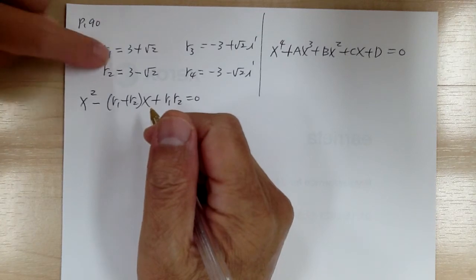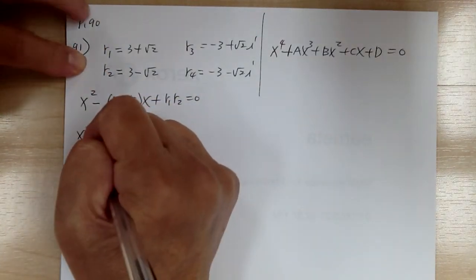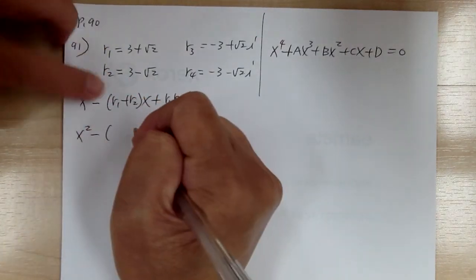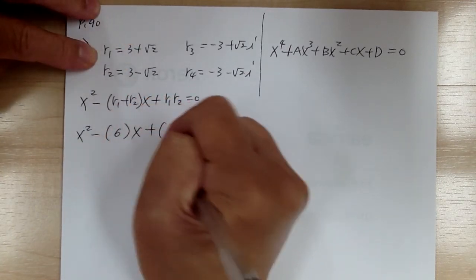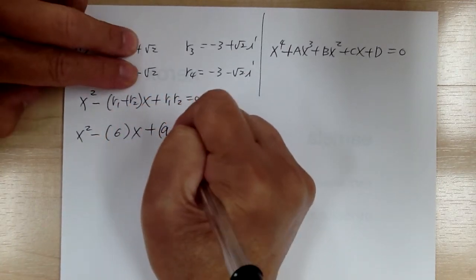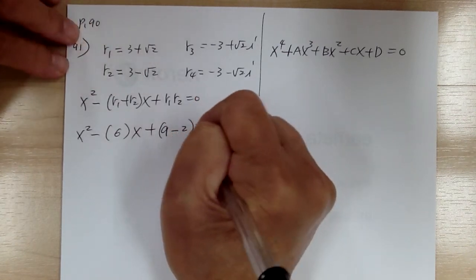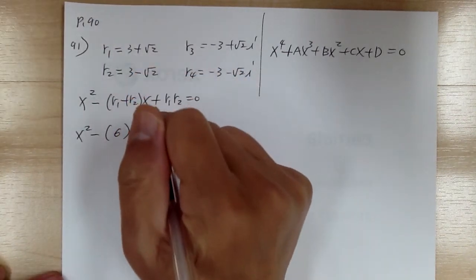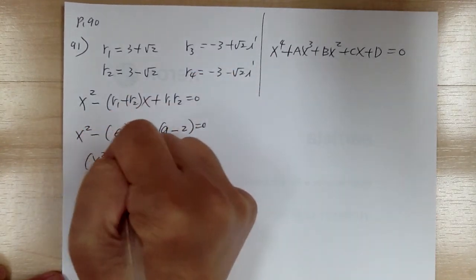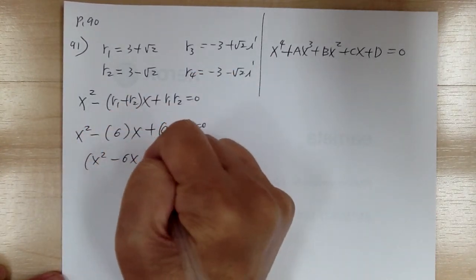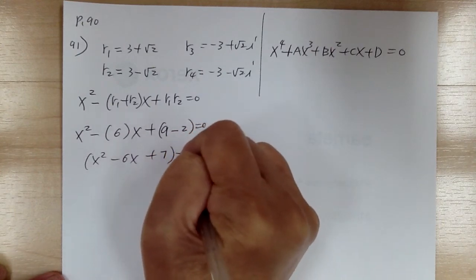Okay, so for this one, you're going to get x squared minus, you add, you get 6. Multiply, you get 9 minus 2. Okay, so from this side, you're going to get x squared minus 6x plus 7 equal to 0.